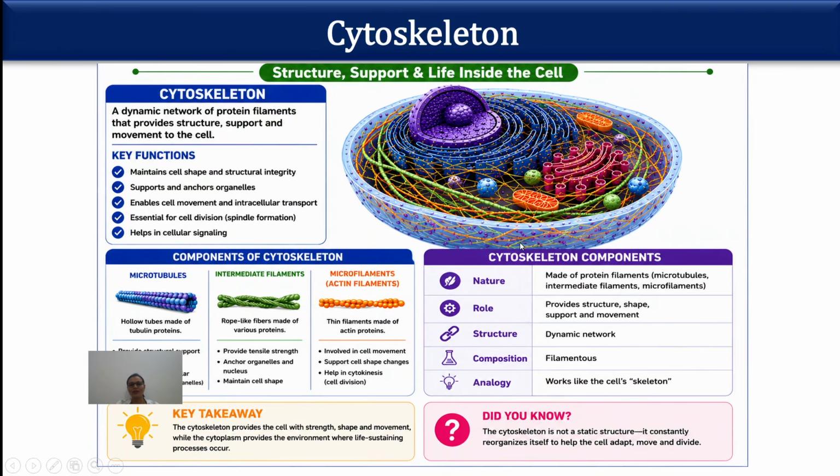What is the role? We already discussed it. It provides structure, shape, support, and movement. So the cell can move due to this cytoskeleton, right? Its composition is filamentous, so it works like a cell skeleton. So this is the whole thing about the cytoskeleton.